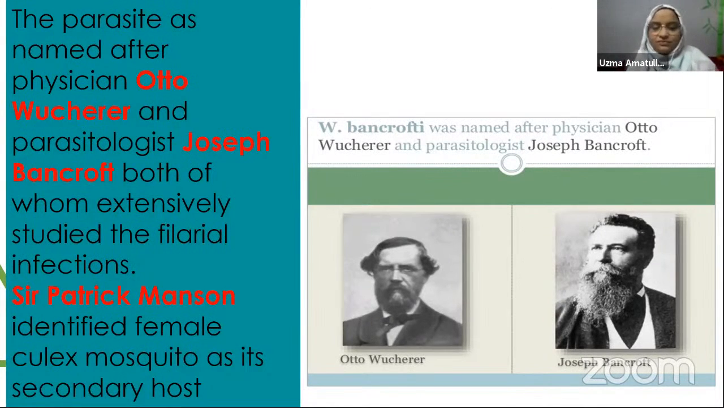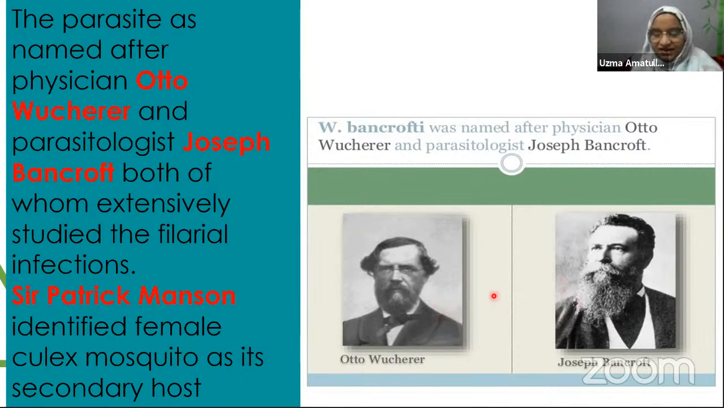Now this filarial worm, the common name for this worm is filarial worm. Now here you see the parasite gets its name from two persons who worked on it. One is a physician, means a doctor, and another one is a parasitologist, means a person who studies parasites. The parasite is named after physician Otto Wuchereria and Joseph Bancrofti, both of whom extensively studied this filarial worm.